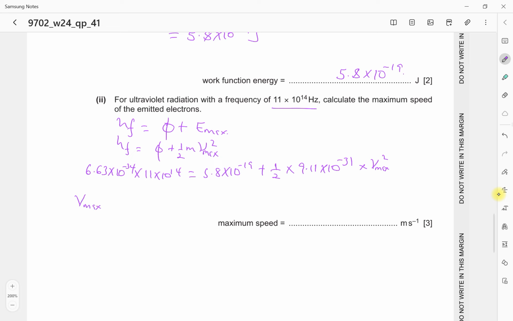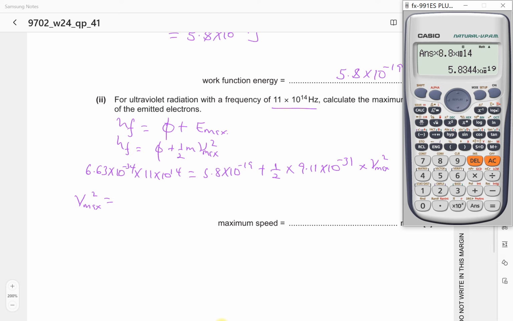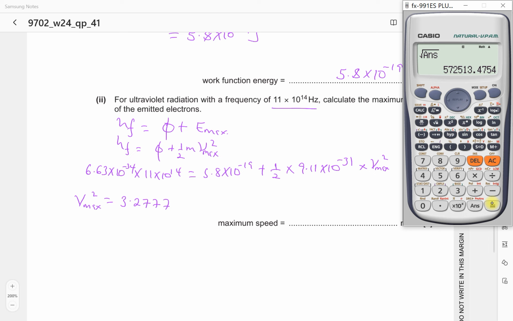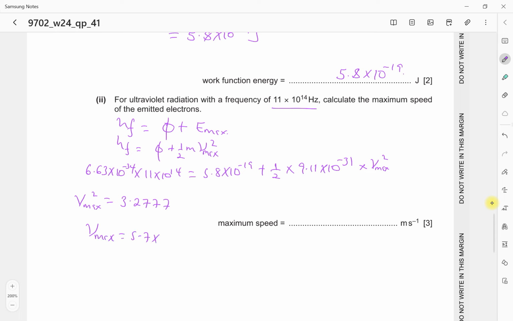So Vmax squared equals 2. So I'm just going to press my calculator once. 6.63 exponent minus 34 times 11 exponent 14, then minus the work function, which is 5.8 exponent minus 19. Then I'll multiply this by 2. Then I'll divide by the mass, which is 9.11 exponent minus 31. So that is 3.2777. Then I find the square root, and that is 5.7 times 10 to the power of 5. So Vmax is 5.7 times 10 to the power of 5.